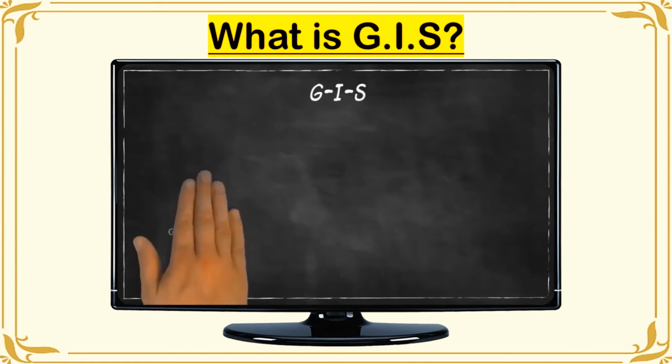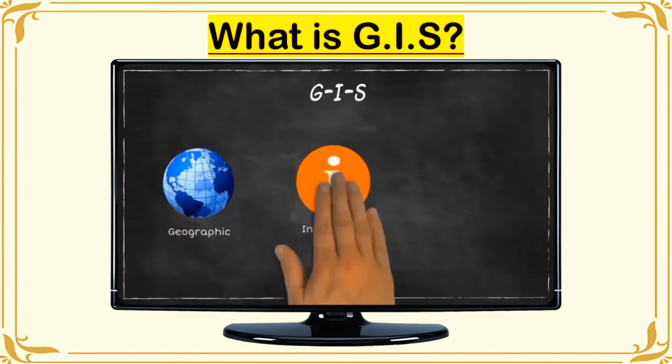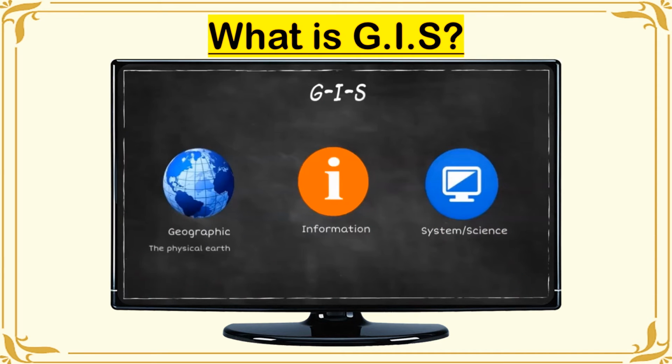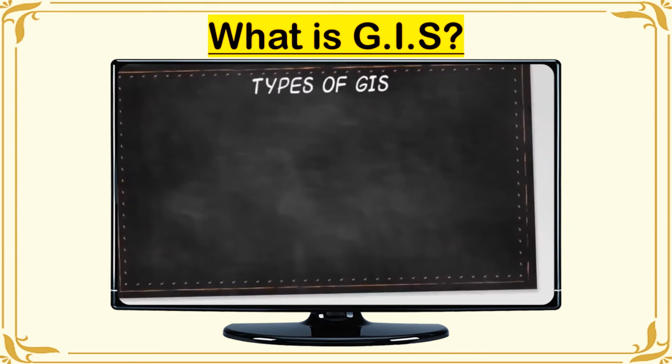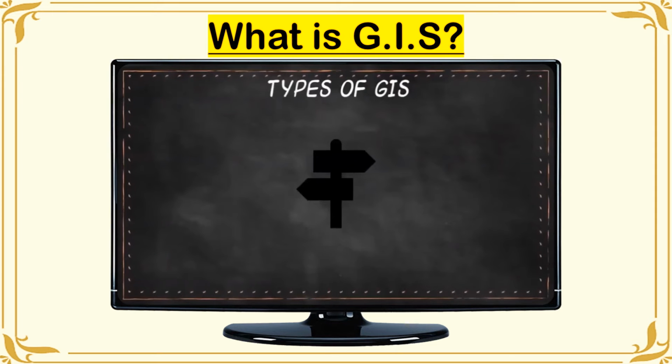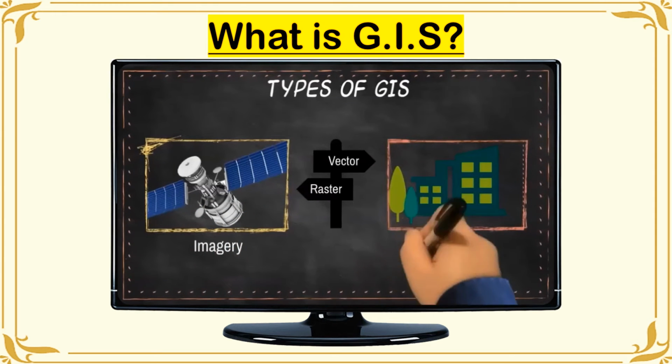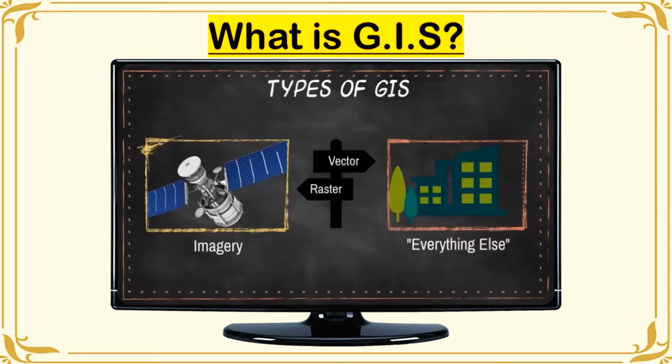GIS stands for Geographic Information System or Science, which means the physical world or space, information that has a location or place in space, and the technology and methods we use to analyze and map the places in space. There are 2 basic types of GIS information: raster, like pictures from satellites, which we call imagery, and vector, any information with geographic coordinates, which we'll call everything else for now.